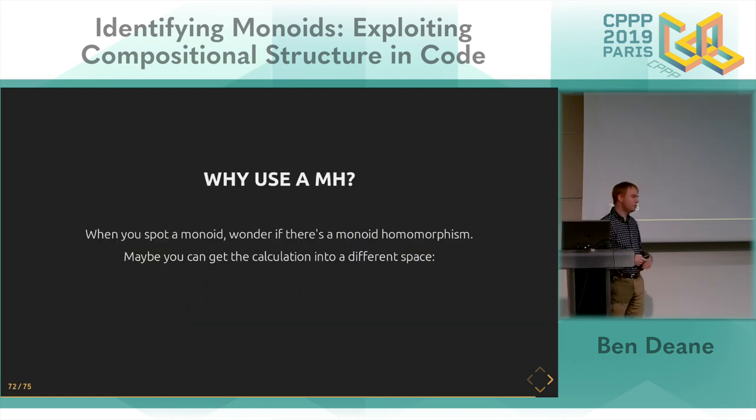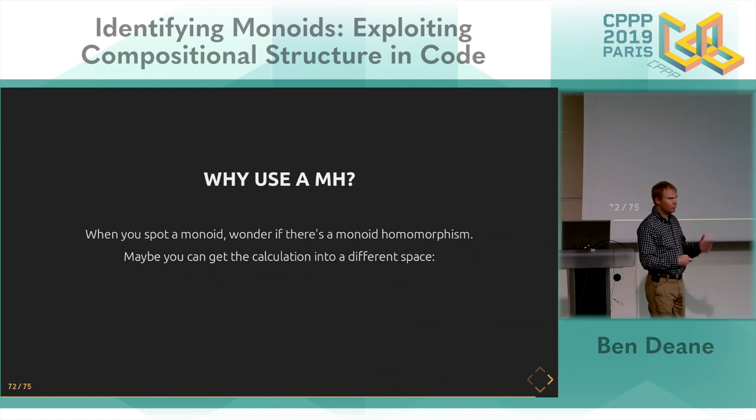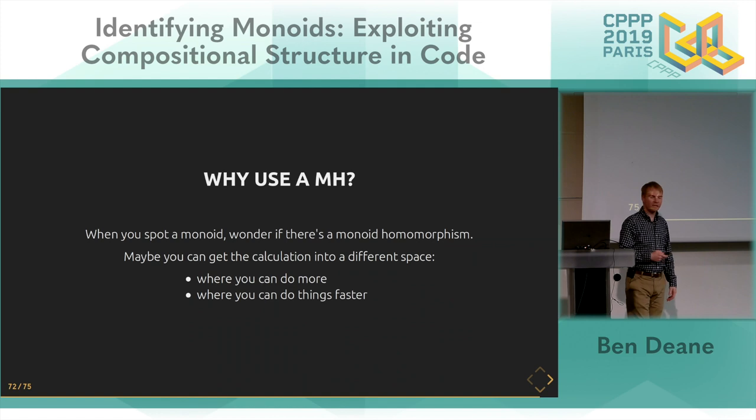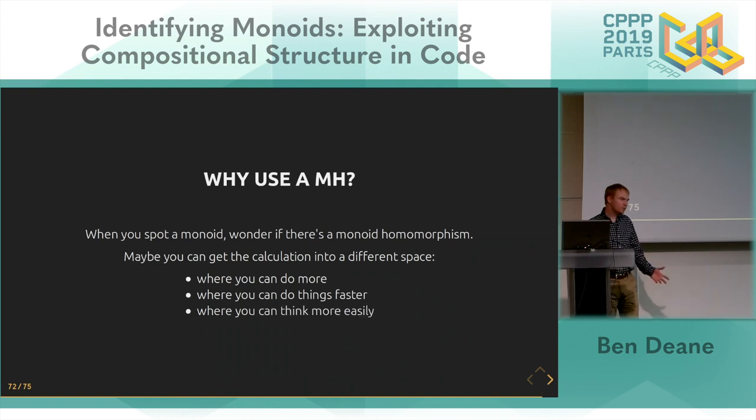So when you do spot a monoid, if you have something you want to do with it that's maybe expensive, you just wonder whether there's something that somebody already knows about to convert it into another space, either because you can do more in that space, or you can do things faster, or sometimes you can just think more easily.